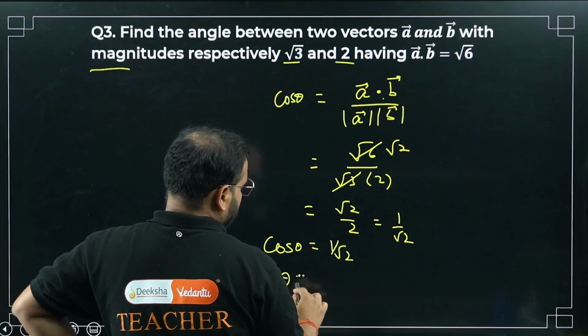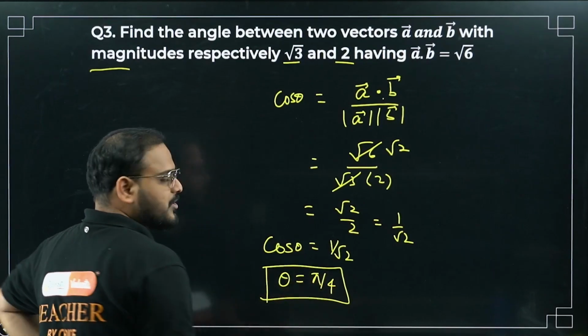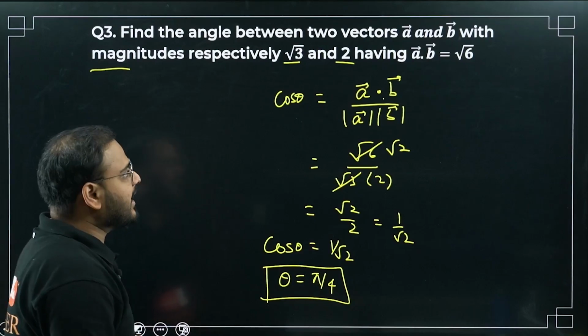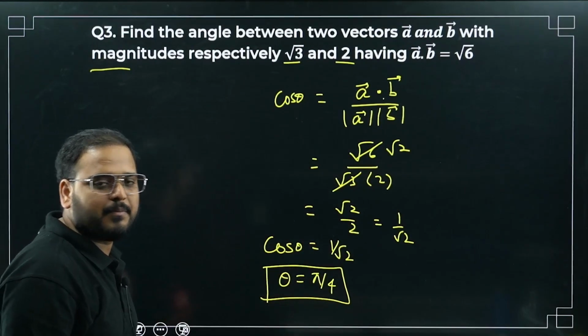So what is theta going to be? Pi by 4. Cos pi by 4 or cos 45 degrees, how much? 1 upon root 2. So the answer is theta equals pi by 4. This is the angle between the two vectors a and b. Simple enough, very simple problem.